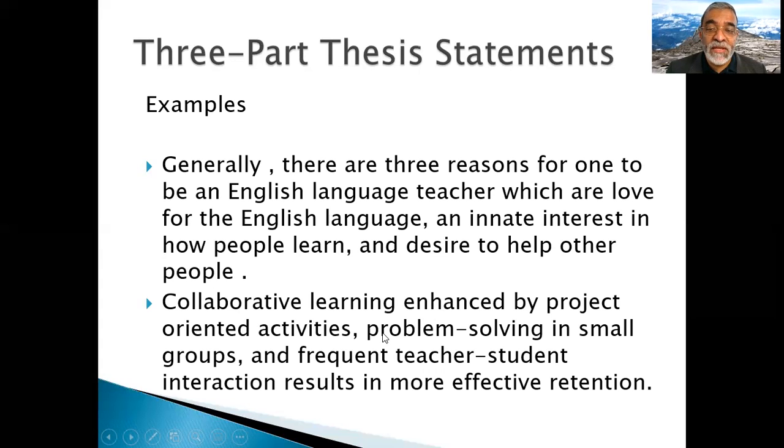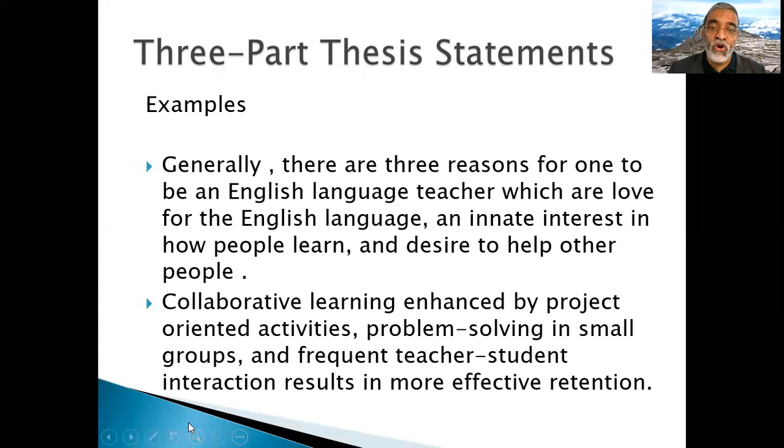Second, collaborative learning enhanced by project-oriented activities, problem solving in small groups, and frequent teacher-student interaction results in more effective retention. Okay, so what do you understand? It's kind of long, right? So you have to focus on this sentence. You can understand this sentence is talking about how you are able to have memory retention when you do learning like this, even online.